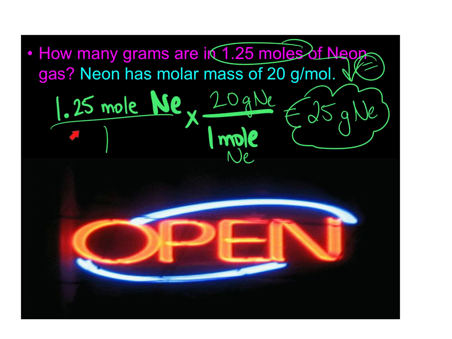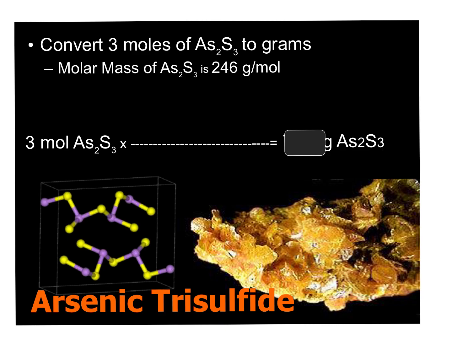So for the first one, 1.25 moles of neon times 20 grams in 1 mole means that if you've got 1.25 moles of neon, you have 25 grams of neon. Again, make sure you pause the video and try this one on your own and then check and see if you did it correctly. So we've got 3 moles of arsenic trisulfide. 1 mole is 246 grams, so our moles cancels out. 3 times 246 means you'd have 738 grams of arsenic trisulfide.